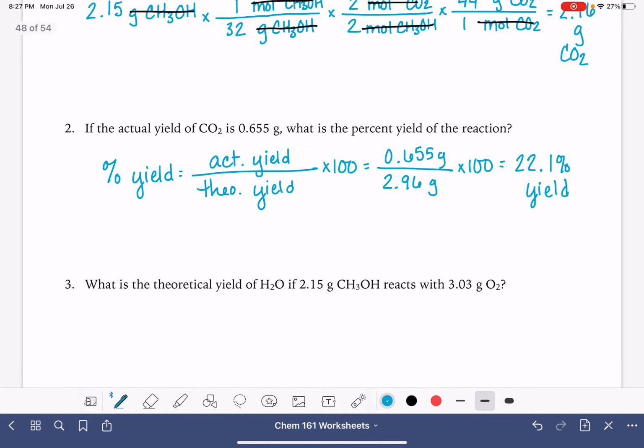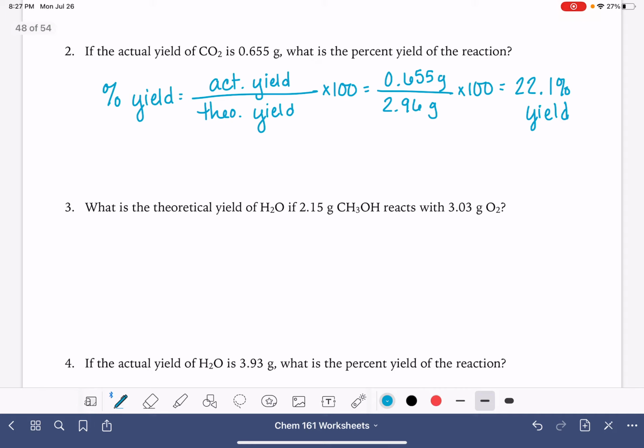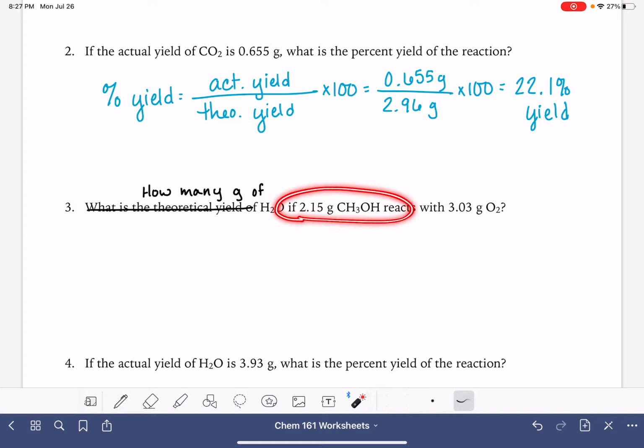So this problem looks pretty similar. This says, what's the theoretical yield? Remember, we're going to interpret that as how many grams of H2O if we have 2.15 grams of CH3OH and 3.03 grams of O2. Ooh, so there's no excess in this situation. So this one's a little bit trickier.